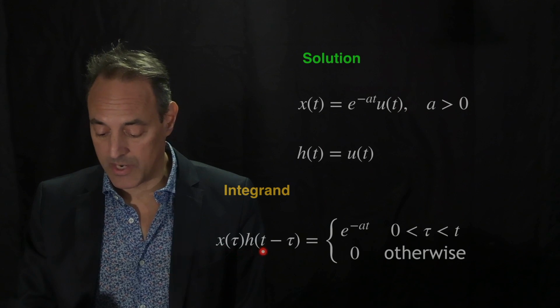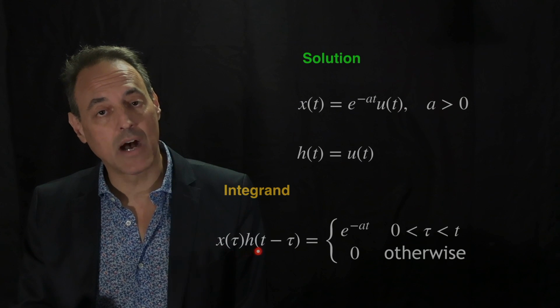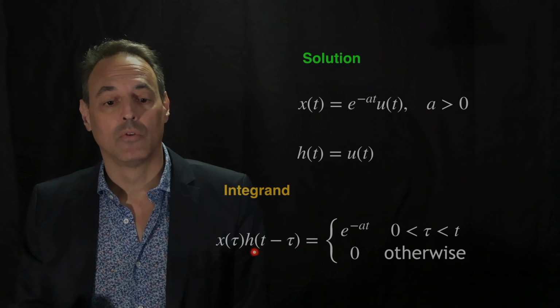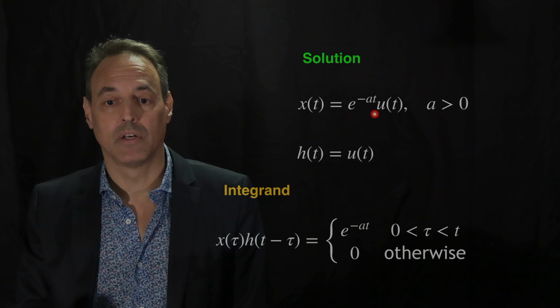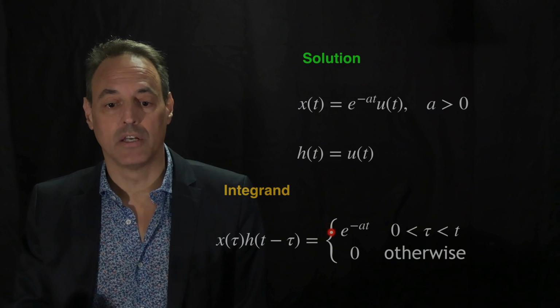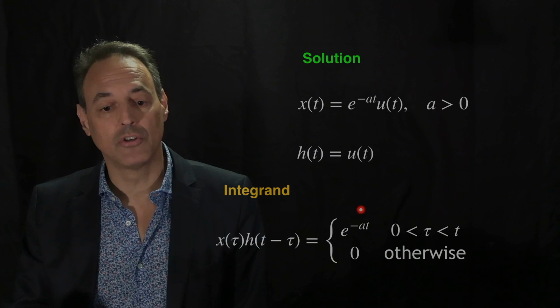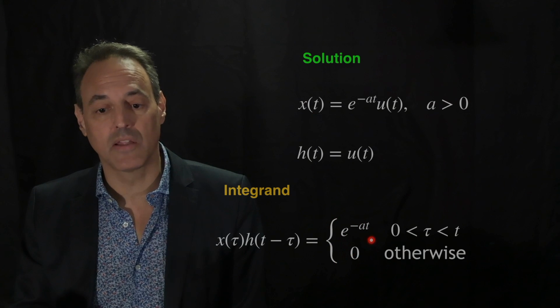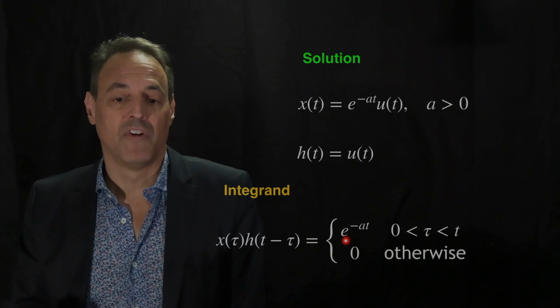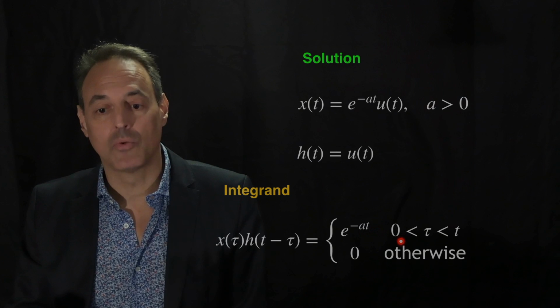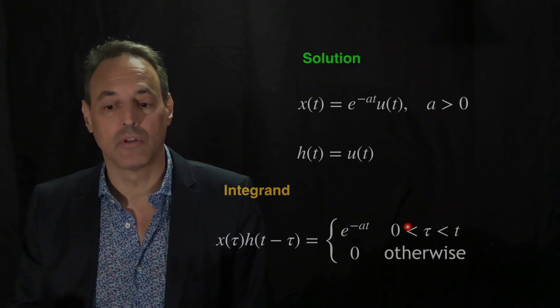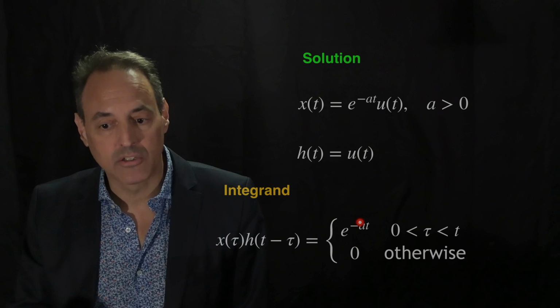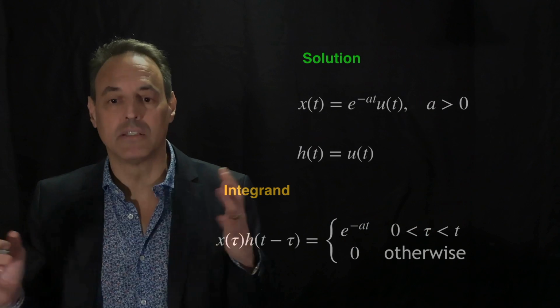In fact, this is what I need under the integral, which is x of tau, h of t minus tau. I have the x right here, and I have the h right here. So I can construct these together, and you can just draw these, and you can start seeing that this function is e to the minus a tau between 0 and t. In other words, as long as tau is in this window, I get a non-zero contribution. If it's not in that window, it's 0.